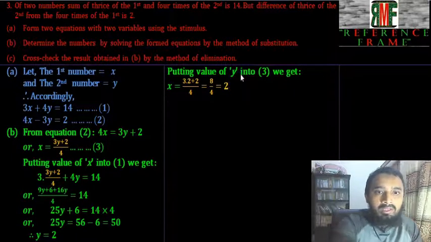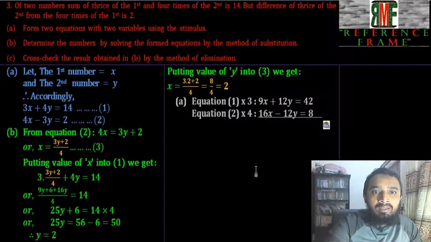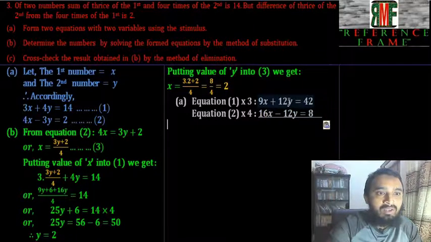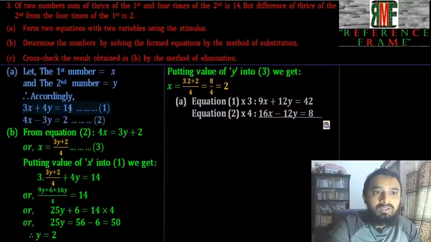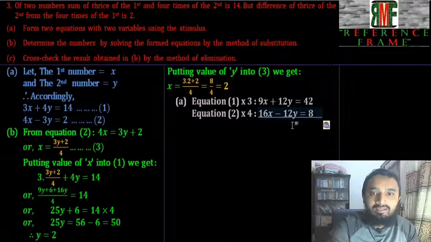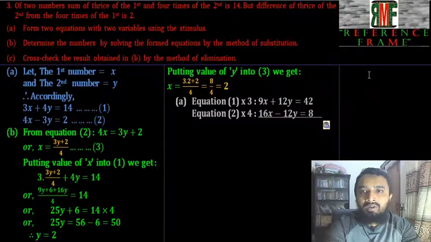So by multiplying equation 1 with 3 and equation 2 with 4, we get 9x plus 12y, because 3 nines are 9x, 3 fours are 12, is equal to 3 fourteens are 42, and this one, 4 fours are 16x minus 4 threes are 12y, 4 twos are 8, as you can see on the screen. Now we just need to calculate it. So by calculating, what are we going to get?